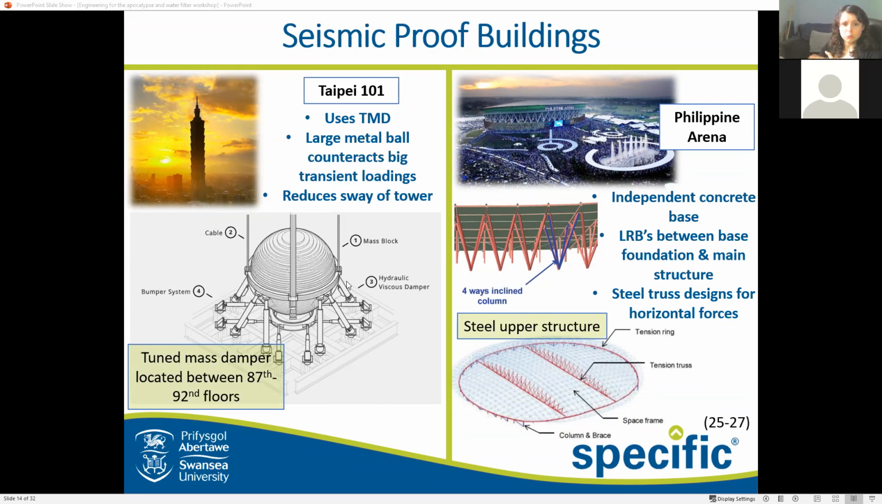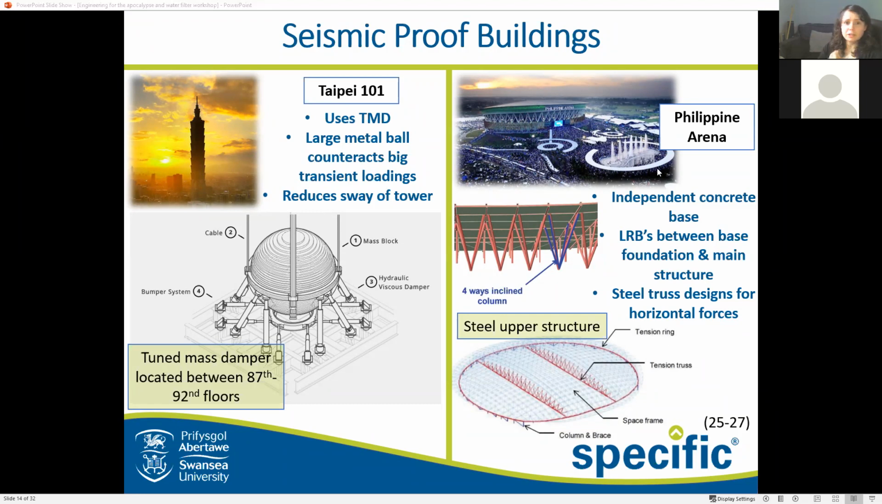This tuned mass dampener is supported by hydraulic viscous dampener arms and a bumper system, which operates a little bit like your car suspension, so that when the large seismic waves act upon the building, the tuned mass dampener will sway in the opposite direction, damping out the forces and bringing the building hopefully back to equilibrium to minimize the shake and therefore prevent it from collapsing.